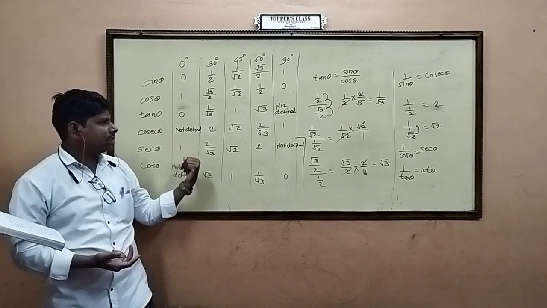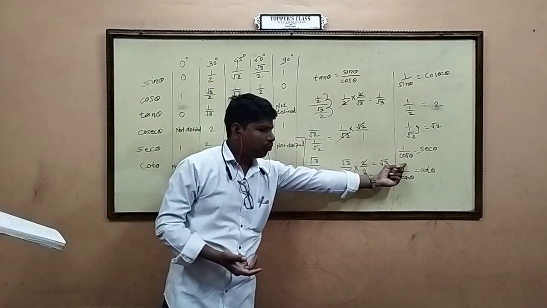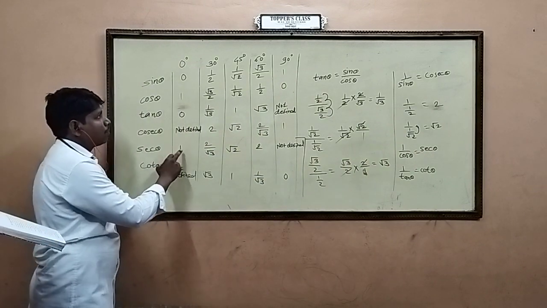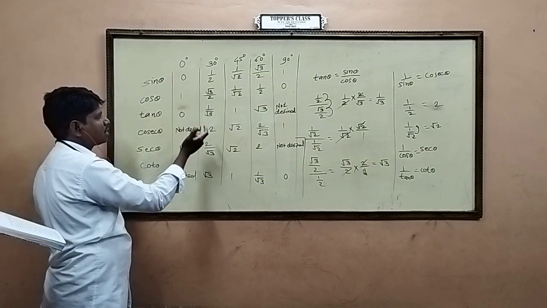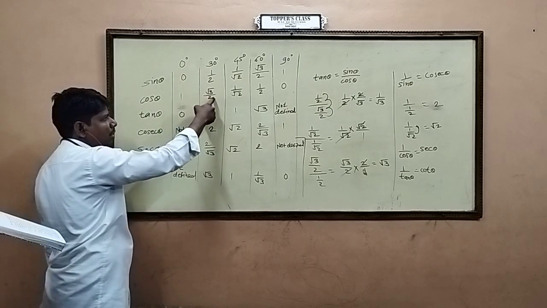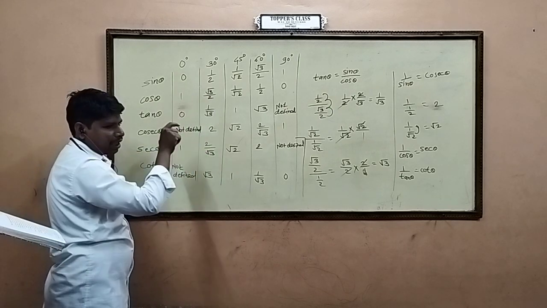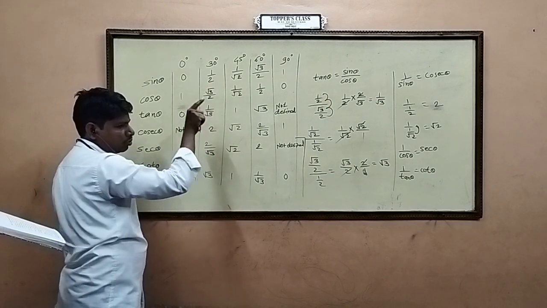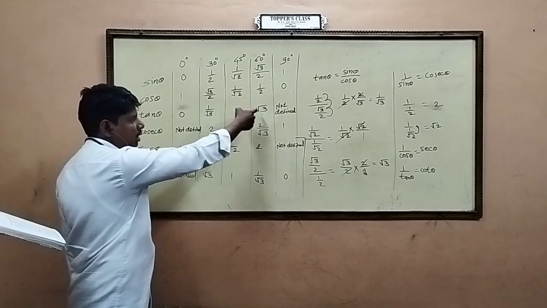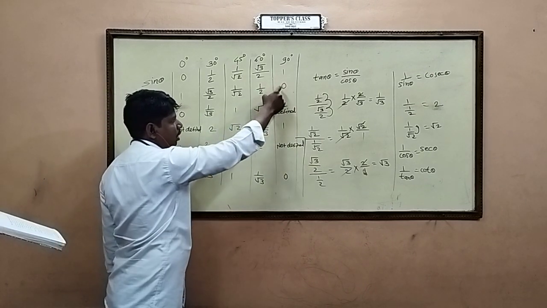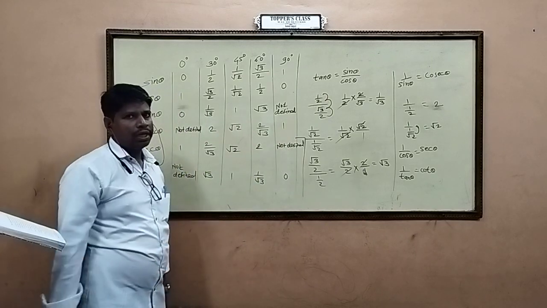Again, we will see for the sec theta. Sec theta's formula we know 1 upon cos theta is equal to sec theta. So here we will see 1 upon cos theta. 1 upon 1, 1. 1 upon square root 3 upon 2, just change the denominator and numerator, you will get 2 upon square root 3. Here 1 upon 1 upon square root 2, so we will get the answer square root 2. Here 1 upon 1 upon 2, we will get the answer 2. And 1 upon 0 again we will get the answer not defined.